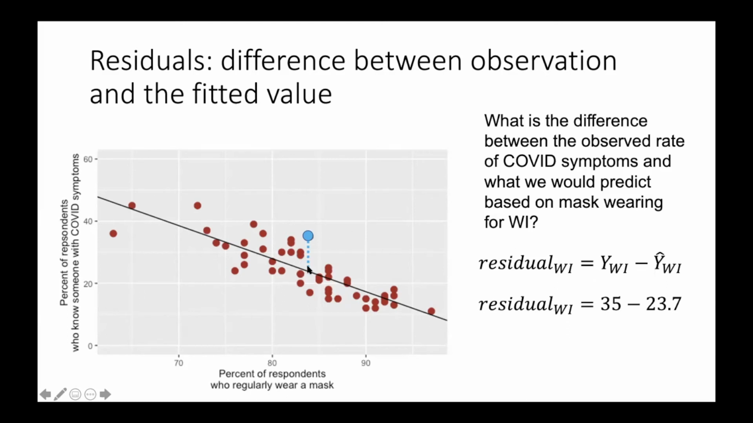So we can calculate what the fitted value ought to be based on our regression equation and find that this is 23.7%. And so based on our regression equation, we would expect Wisconsin to report COVID symptoms in 23.7% of respondents. But what the survey actually found is that 35% of respondents reported knowing someone with COVID symptoms. And so this represents a residual that is, first of all, positive. The Y value is above the line. And second of all, the magnitude of that residual is 11.3, in this case, measured in units of percent of respondents.